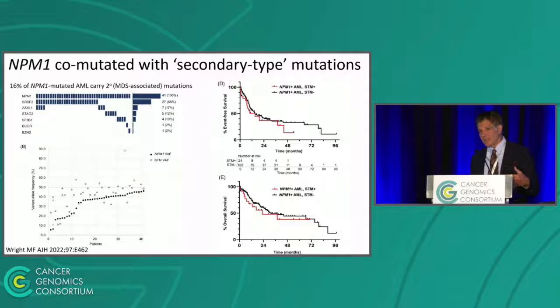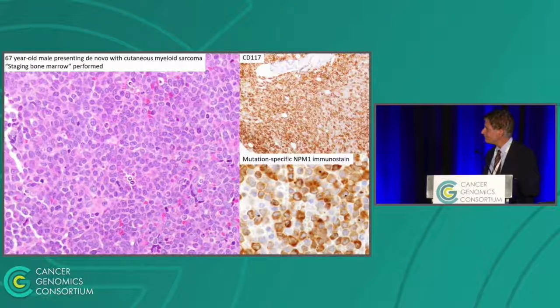So again, the context of the gene mutation may matter in how the disease expresses itself in terms of its prognosis. This also shows, looking at variant allele frequency, it seems like when NPM1 occurs together with one of these MDS-type mutations, it's usually at a lower VAF, implying it's a subclonal or secondary mutation on top of a pre-existing MDS-type mutation. So now let's look at a case that illustrates this phenomenon.